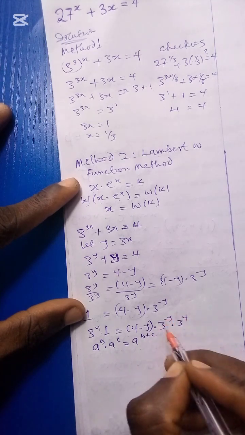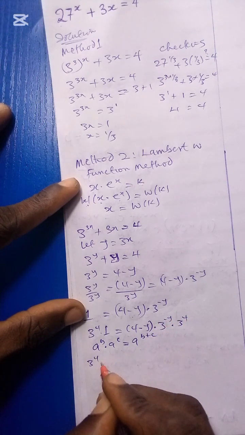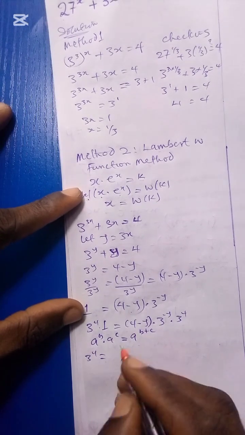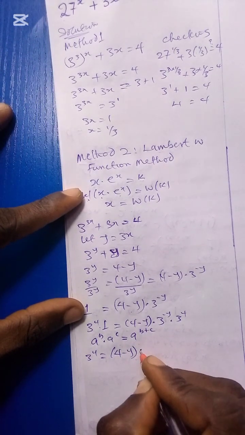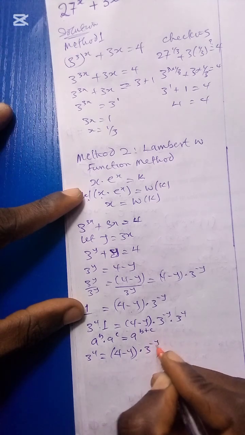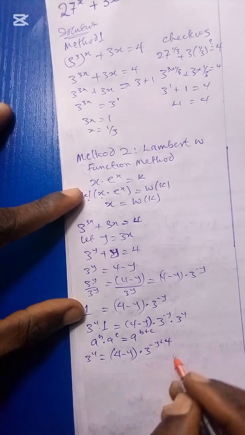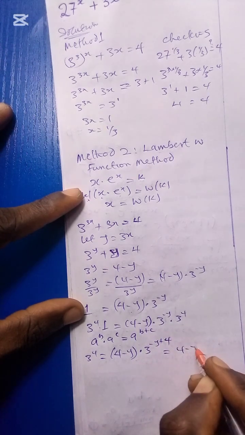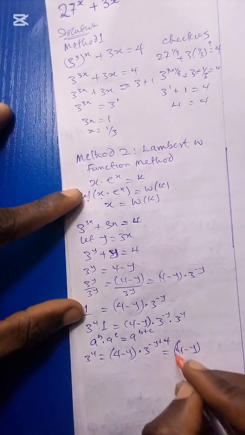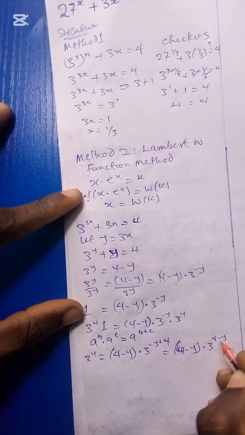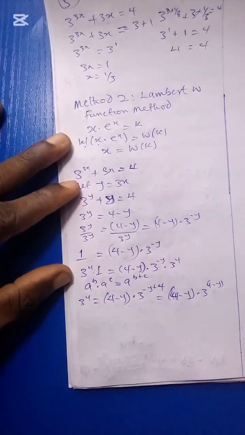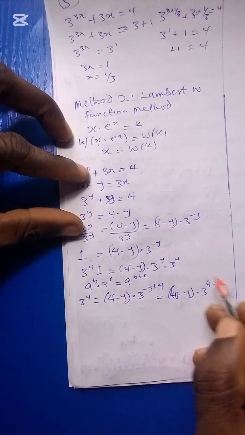This property will be applied here. So 3 to the power 4 is equal to (4 minus y) times 3 to the power (minus y plus 4). I can rewrite it as (4 minus y) times 3 to the power (4 minus y). Now having done this, I now need to rewrite this term.